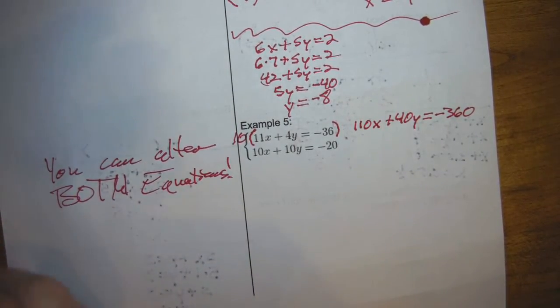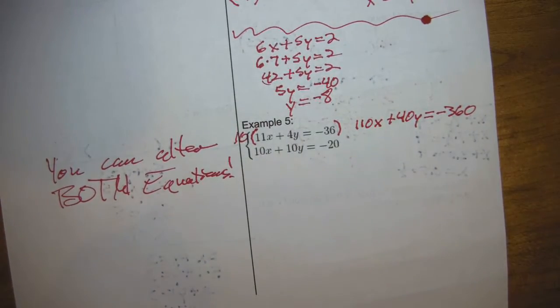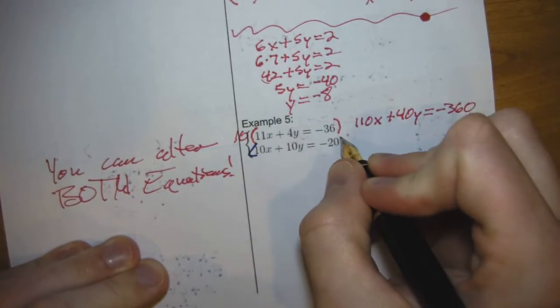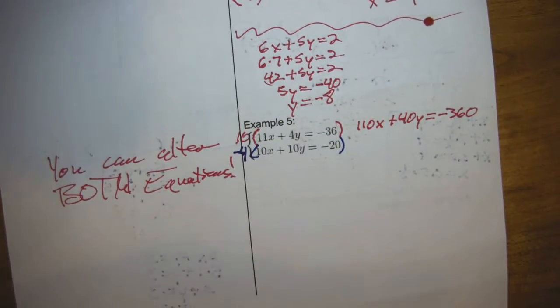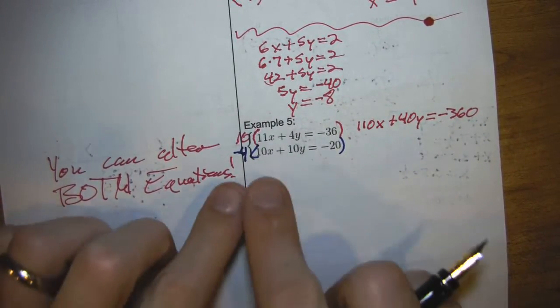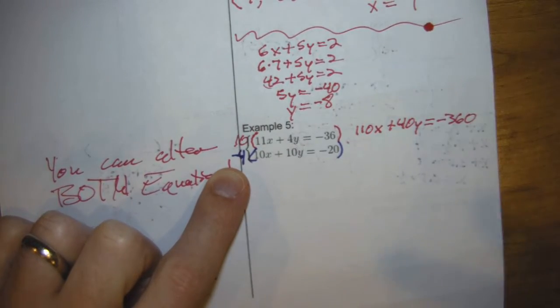Cool, multiplying by 10 is easy. Let's look at the bottom of it. In order to get this to be a negative 40, that way the y's will eliminate, I'm going to multiply everything down here by negative 4. Again, not a bad number to work with, and I ultimately put this down here because I didn't want to have to multiply something weird up top.